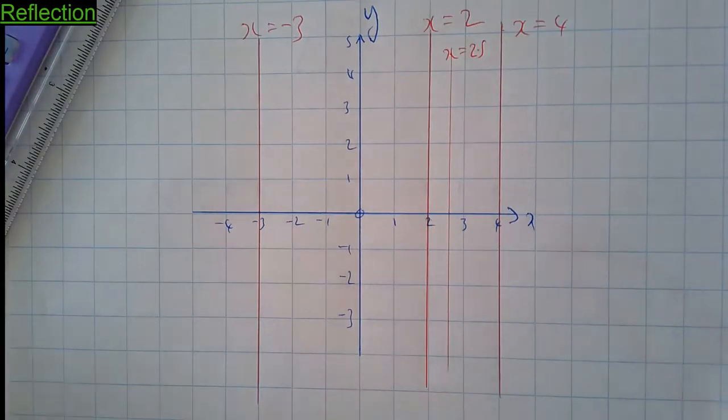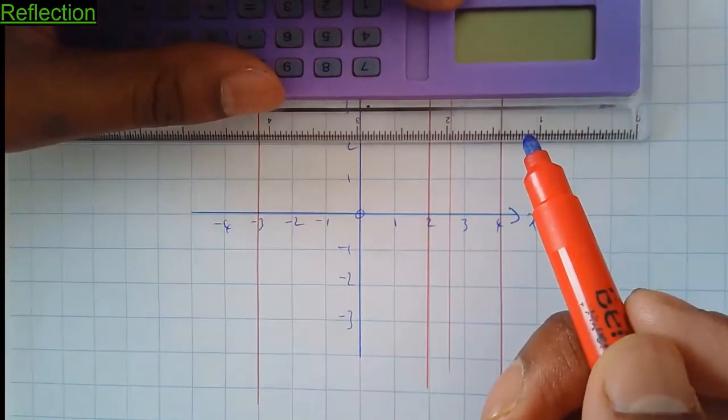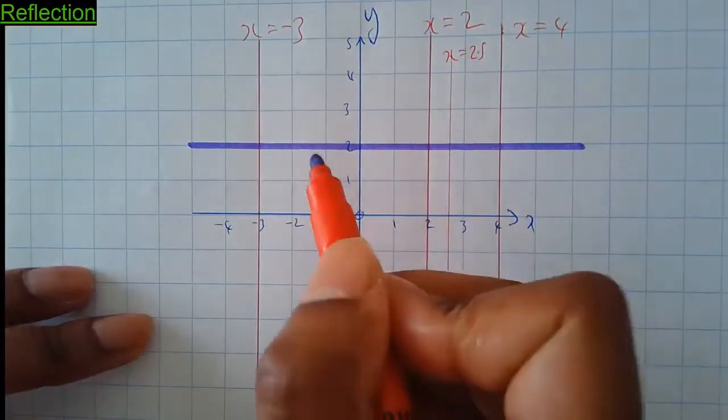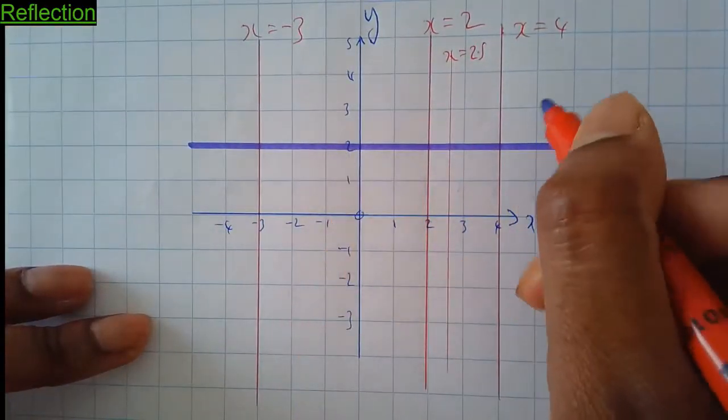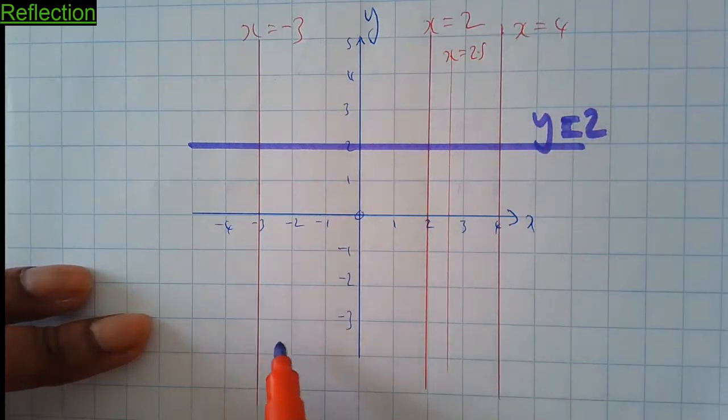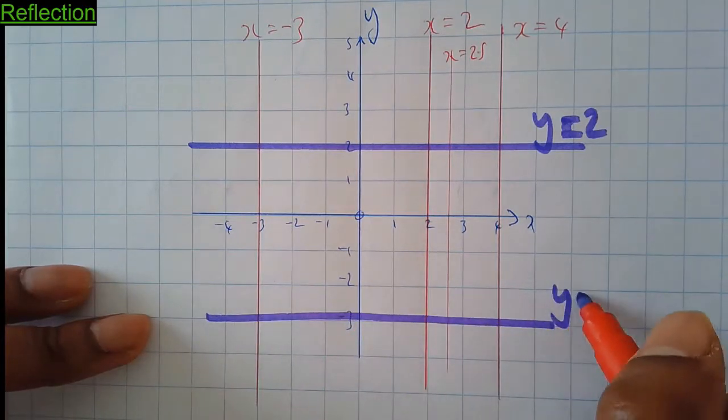What about when it goes the other way? It's not going to be called x equals, is it? Because it's cutting the y-axis. It's cutting the y-axis at 2. So it's called y is equal to 2. And similarly, when it goes through -3, y equals -3.